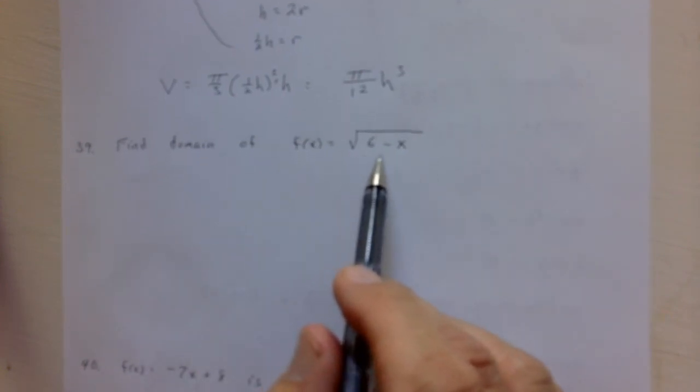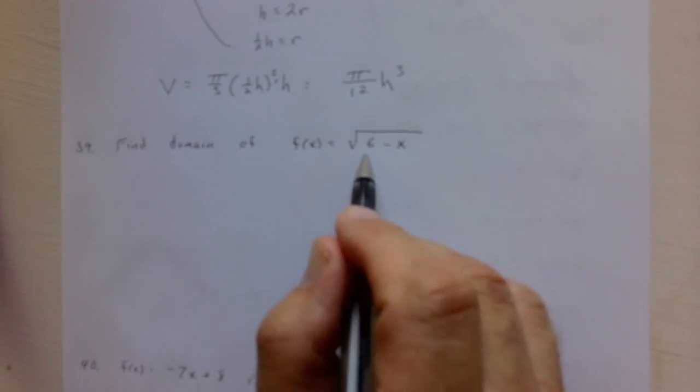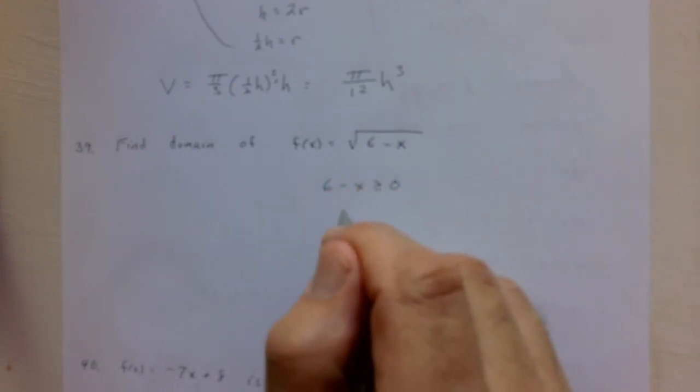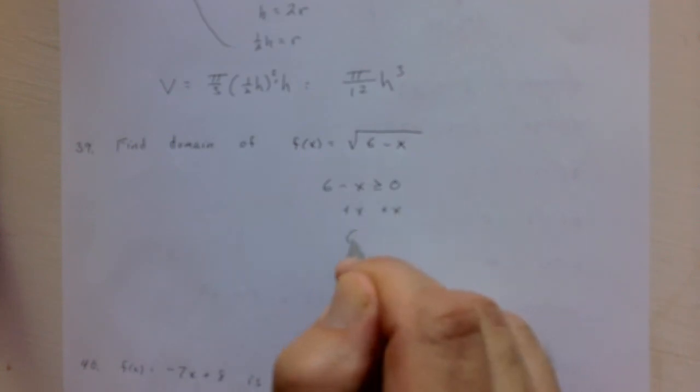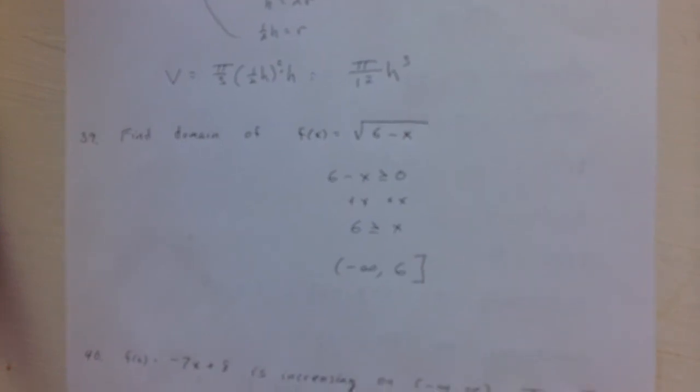Finding the domain of this, there's a lot of people struggled with this. Here we just remember whatever you're taking the square root of has to be greater than or equal to 0. So we can add x to both sides if we want. So x has to be less than or equal to 6, which means negative infinity to 6, and we are including 6, right? So we put the bracket there.